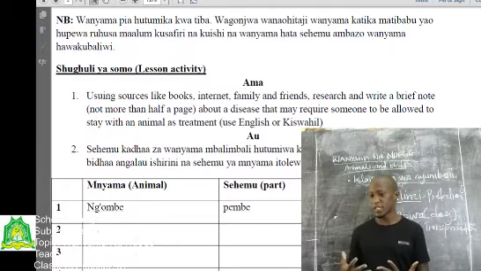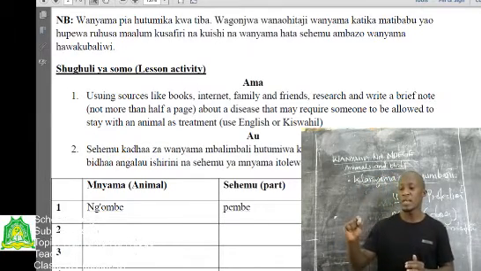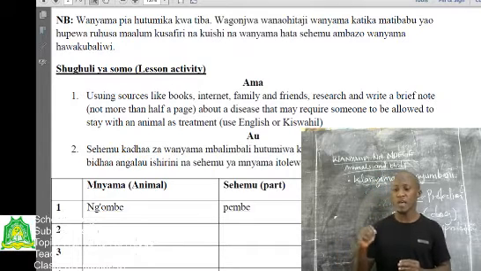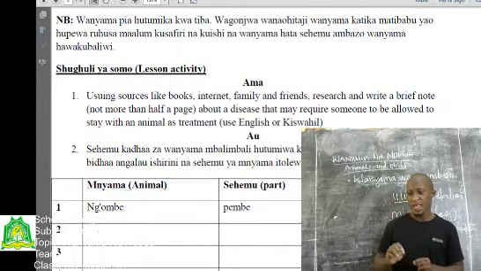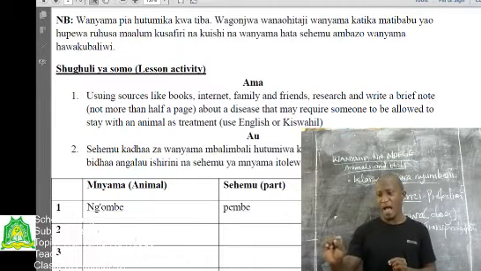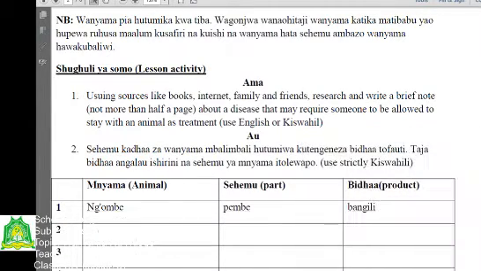In our lesson activity here, they are telling us shughuli ya somo, meaning lesson activity. There is that question there that says, using sources like books, internet, family and friends, research and write a brief note. Write brief notes, not more than half a page, about a disease that may require someone to be allowed to stay with animals or with an animal as treatment.